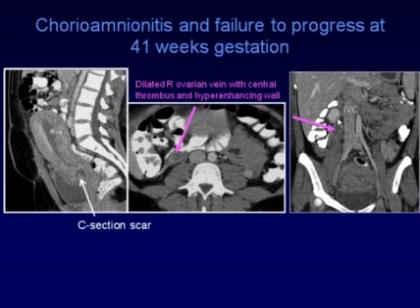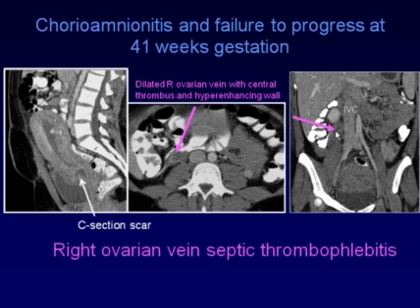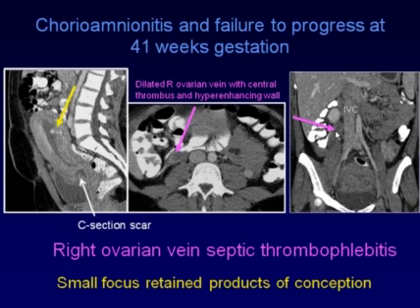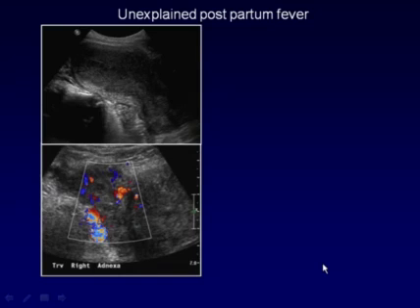This is a coronal reformat, the inferior vena cava and its branches, and this is the ovarian vein coming towards it, and again, you can see this low density material. This patient has a septic thrombophlebitis of the right ovarian vein. In addition, you may have noticed a small high-density focus here at the endometrium junctional zone that was retained products of conception.